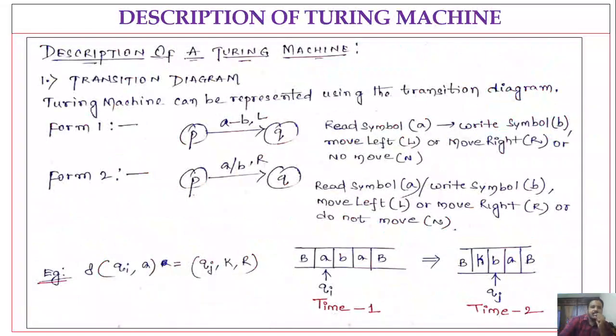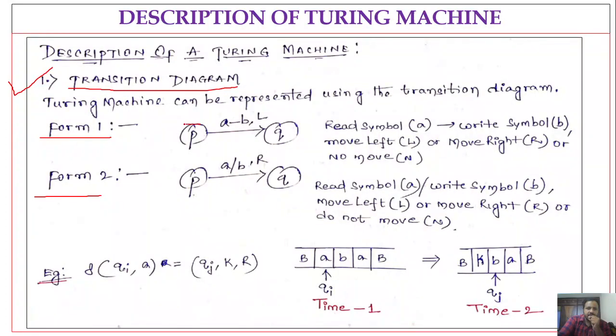Next one. So, description of a Turing machine by considering the transition diagram. So this is the transition diagram. That means, how do we represent the Turing machine in terms of a transition diagram. So here we have two forms, or two ways, to represent the transition diagram.